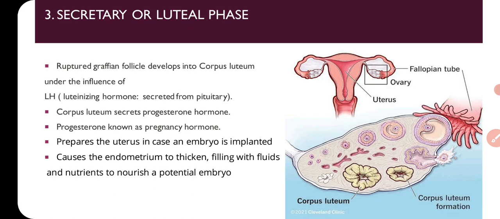As the embryo gets implanted in the uterine wall, in the endometrium, it needs nutrition. That's why the endometrial wall becomes thickened, and it starts to develop many blood capillaries to nourish the embryo for its development.